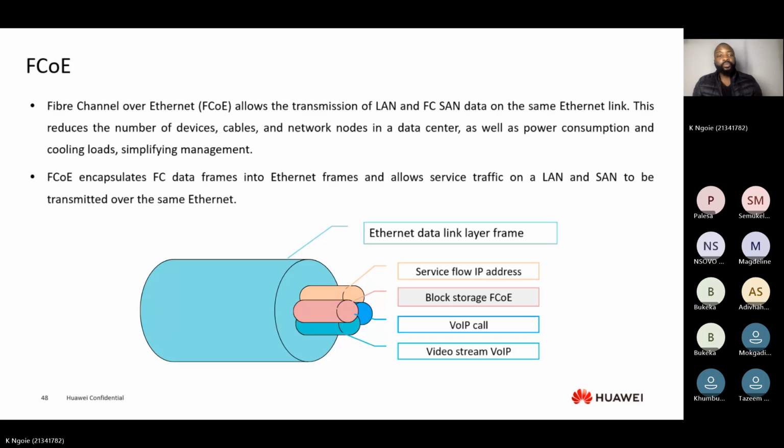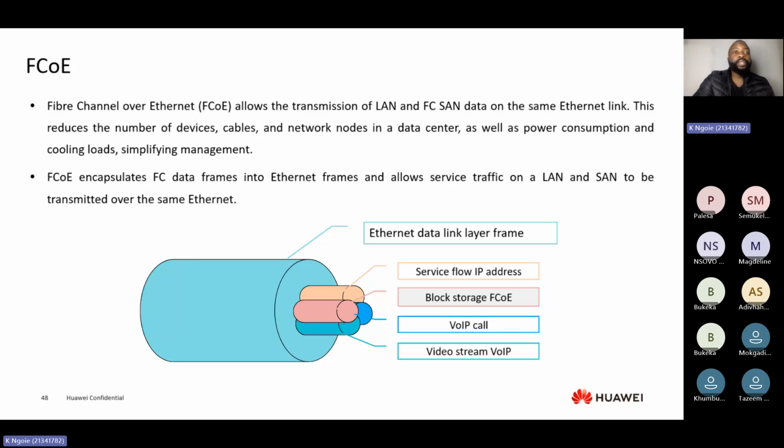And this will also reduce power consumption and cooling requirements. So this will transmit all the data from the LAN traffic or SAN traffic. Everything can travel in the same Ethernet infrastructure. And at the same time, it's going to maintain the speed in terms of the transfer of data.